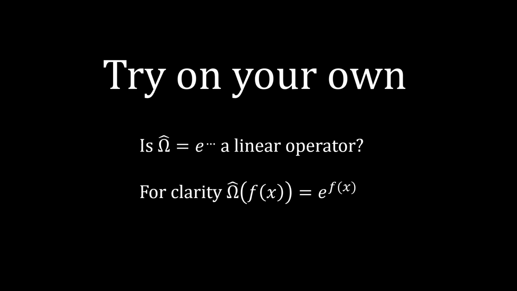So here's another example for you to try on your own. Is the operator e to the ... a linear operator? What I mean by e to the ... is that when we apply the operator to a function f of x, that's the same as an exponential to the power of whatever is inside the operator. So here, omega f of x is equal to e to the f of x. With that, I'll give you 5 seconds to pause, and then we'll talk about the solution.